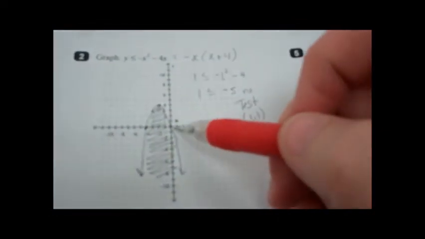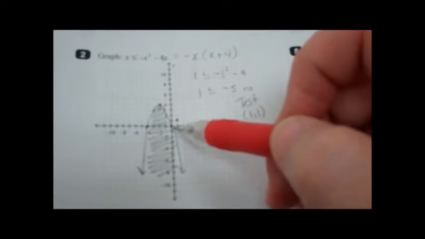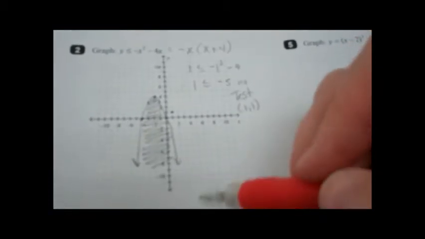And then I can't use my favorite number as my test point, so I plugged in 1, 1. And when I plugged in 1, 1, I got 1 is less than or equal to negative 5, which is not true. So then I shade inside the parabola.